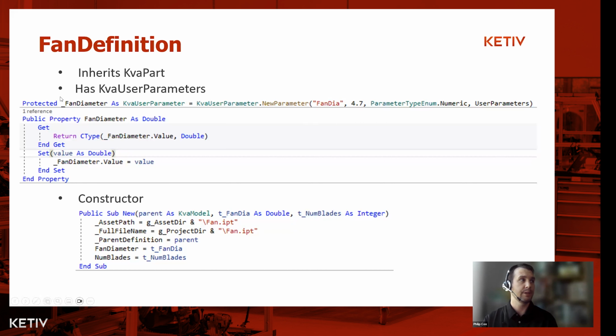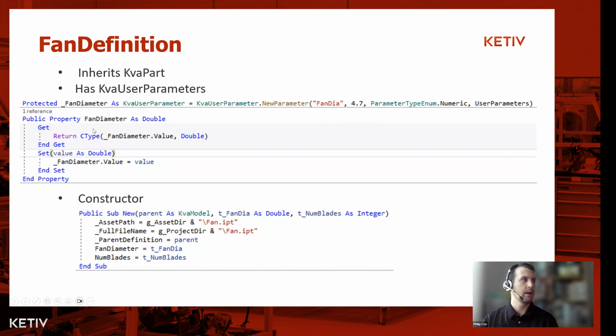So this is different from here. Notice that's okay. These are two different names. This references the name in Inventor. Then we're going to have the value. So this is just going to be a starting value. And then we have the type. So there's going to be a numeric and that list of user parameters from KVA model.